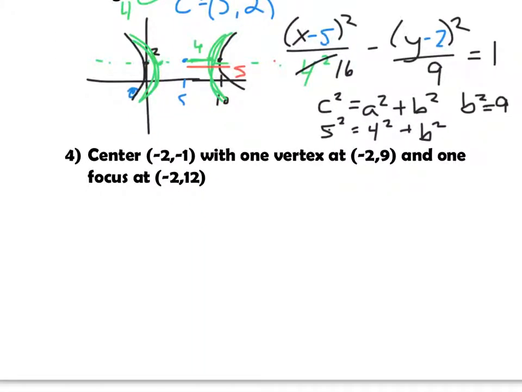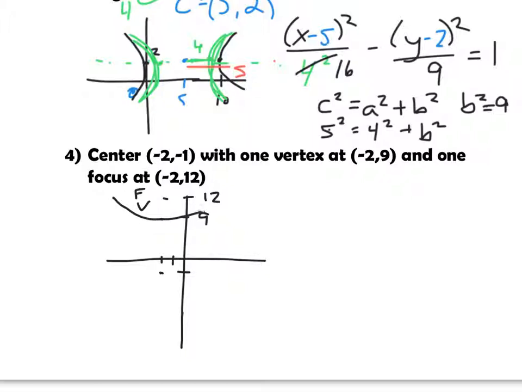Last one, center at -2, -1. Then a vertex at -2, 9. So that's a vertex. And then a focus at -2, 12. Notice I'm not drawing the whole thing, and then the hyperbola hugs the focus. Okay, so since it's opening vertically, and there's another one down here somewhere, that means y comes first.